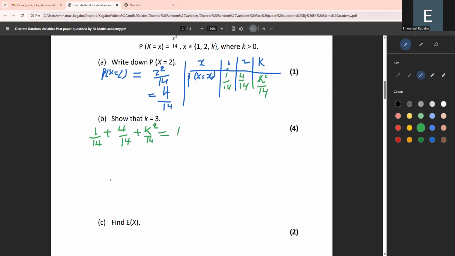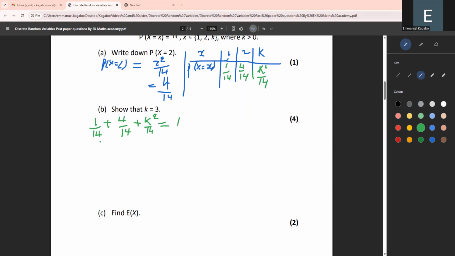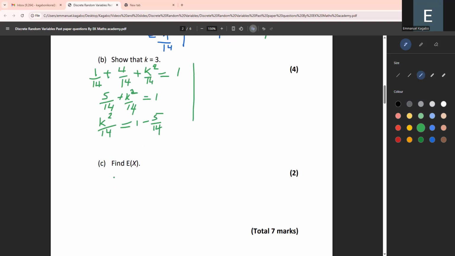Are we together? Okay. Now, what is 1 plus 4? That's 5. So it will give me 5 out of 14 plus k squared over 14, and this should give me 1. Are we together here? The next step, I have to collect like terms. And that means you will get k squared over 14 equals 1 minus 5 out of 14. I've collected like terms, guys. Okay, very good. So what do I get here now?